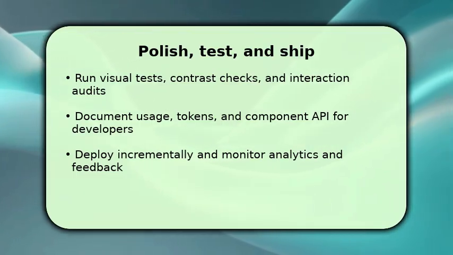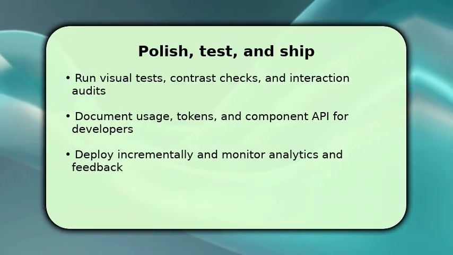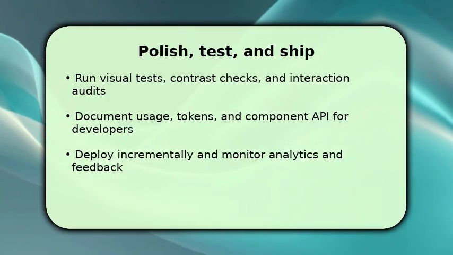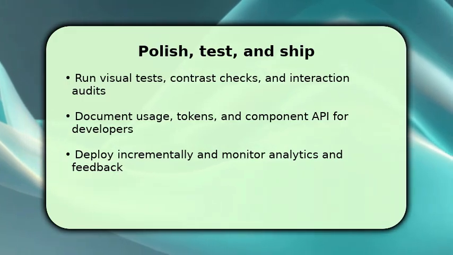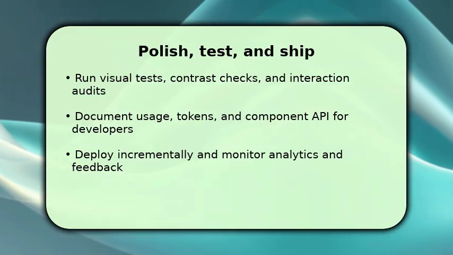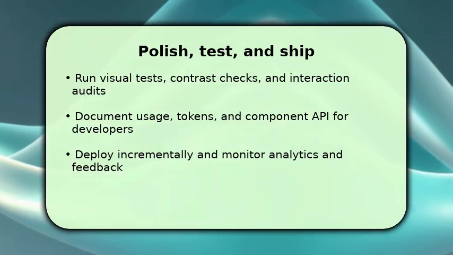Once you've confirmed contrast and interaction behavior, document token usage and component APIs so other developers implement correctly. Deploy in stages and monitor analytics and user feedback to catch real-world issues. If something breaks, revert safely and isolate the component. A common troubleshooting tip is to check token overrides and theme inheritance first.